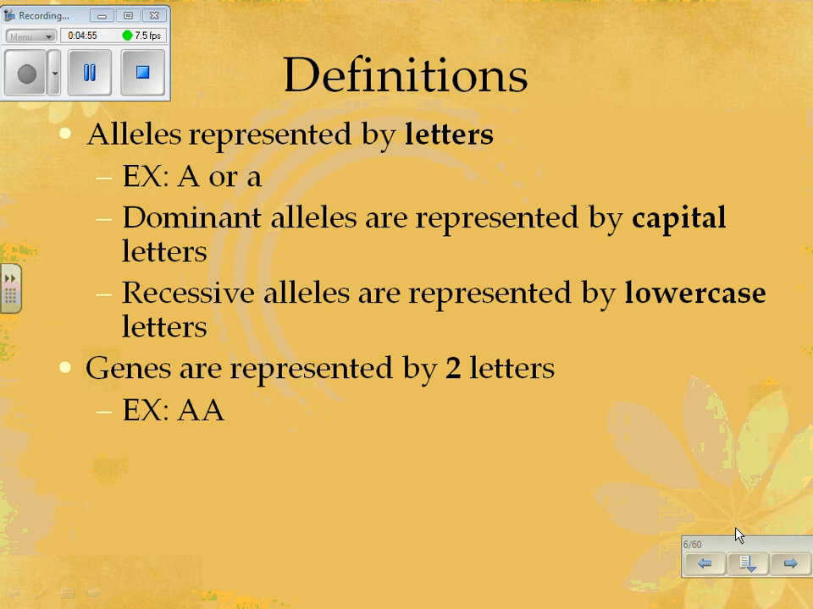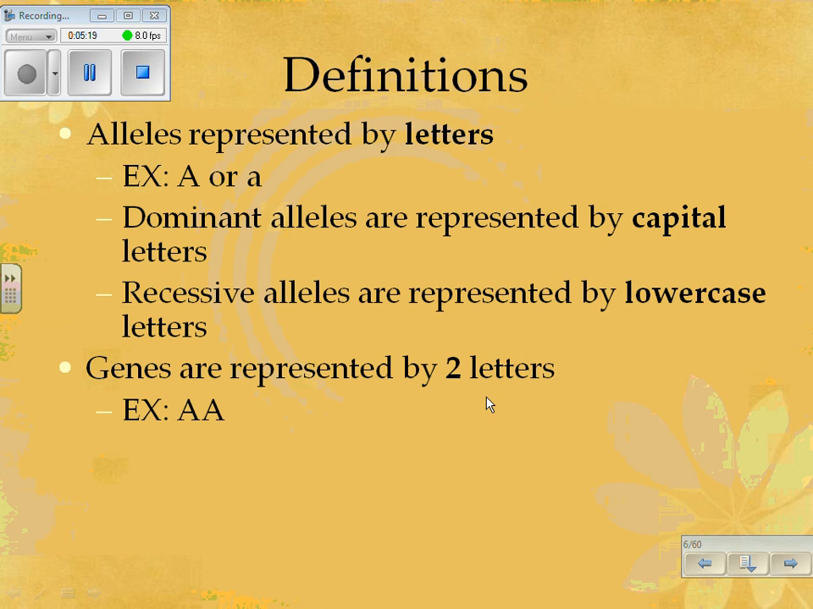So if we're using two letters such as red and white, red being the dominant color and white being the recessive color, then we would probably use big R and little r, because red is the dominant trait, and so we'd use the capital R for that dominant letter. So again, genes are represented by 2 letters, and this is the next step.